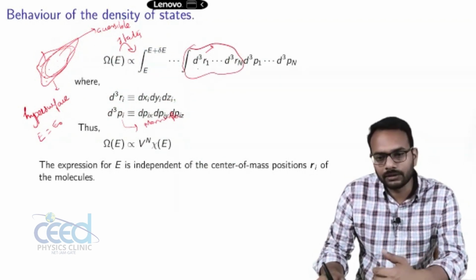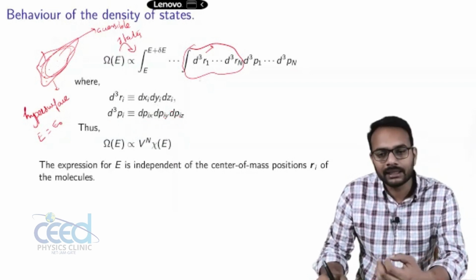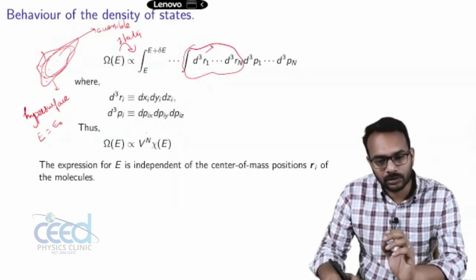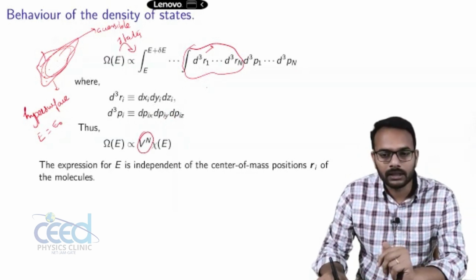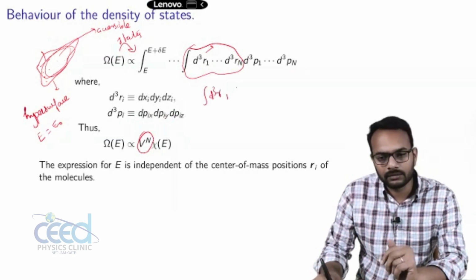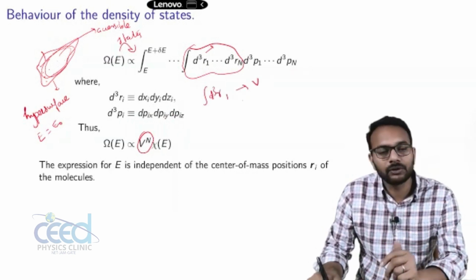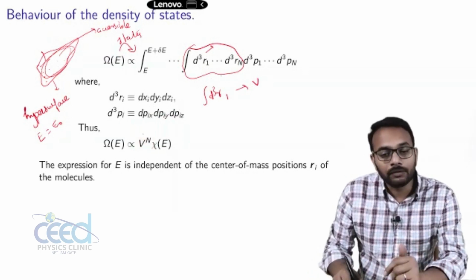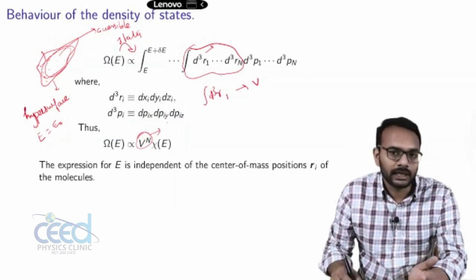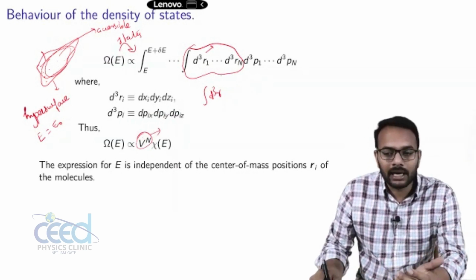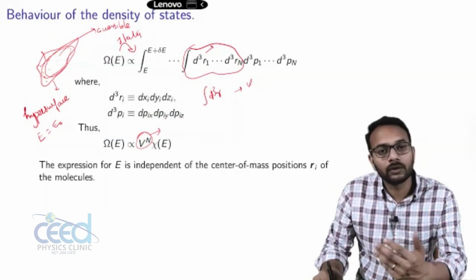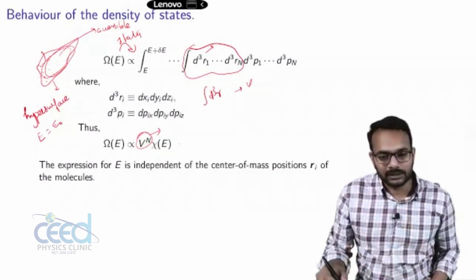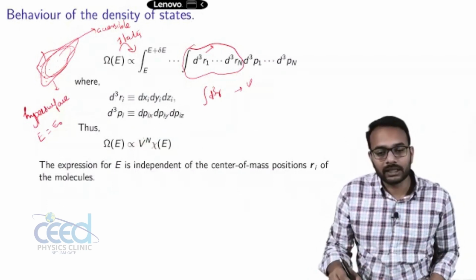Right, you don't have to do any direct integration. This is just the volume in the coordinate space. Because integral d cube r, if you do it for one particle, gives you V. So you just integrate this over all particles, so V raised to N. I hope this is clear because integral d cube r is simply V. We are doing this for each particle, integrating over all coordinate space. So this just gives you V raised to N.